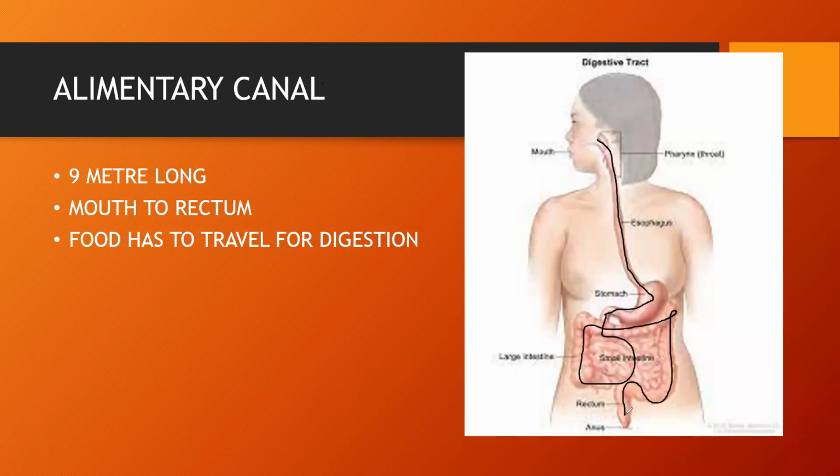A 9-meter long canal. Canal मतलब क्या बोलते हैं? ट्यूब. ट्यूब को कैनाल, ट्यूब या एक छोटा सा पाथ इसमें कुछ फ्लो कर सके उसको हम लोग कैनाल बोलते हैं. So alimentary canal is a 9-meter long canal or tube like structure which is mouth to rectum, starts from mouth and ends in rectum, and food travels through the alimentary canal for digestion.